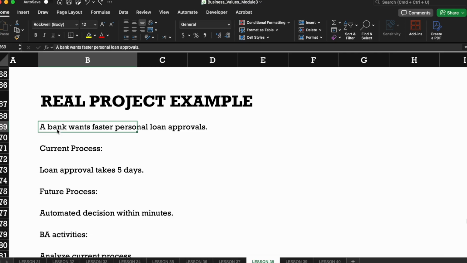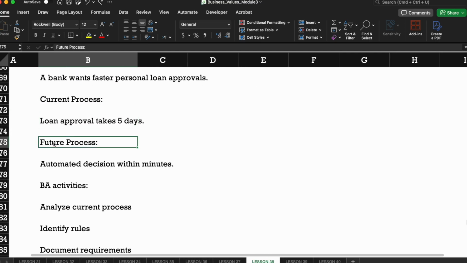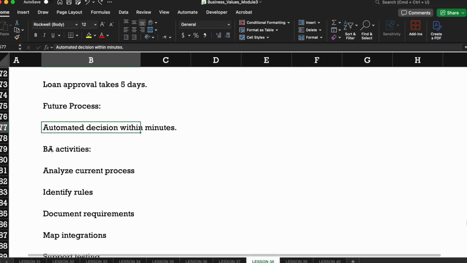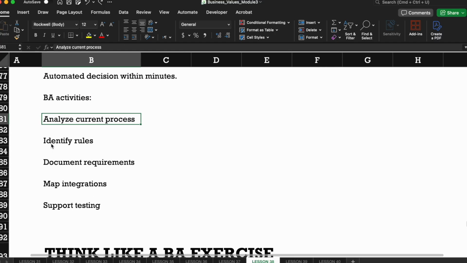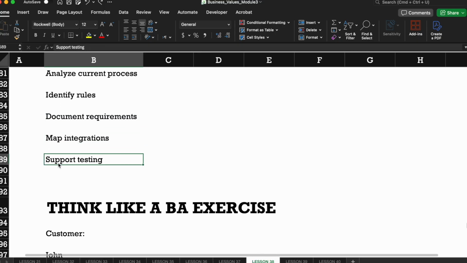A bank wants faster personal loan approval. Current process: loan approval takes 5 days. Future process: automated decision within minutes. BA activity: analyze the current process, identify rules, document requirements, map integration, support testing.